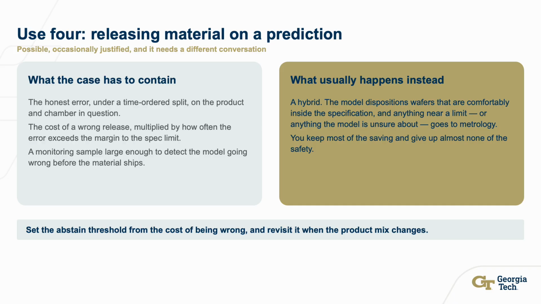In practice, a hybrid: the model dispositions wafers that sit comfortably inside the specification, where even a large prediction error would not change the decision. Anything near the limit, or anything the model is unsure about, goes to metrology. And that is a good trade because most wafers are comfortably inside spec. So you capture most of the saving while giving up almost none of the safety. Set the abstain threshold from the cost of being wrong rather than from a percentile of the uncertainty. And revisit it when the product mix changes, because the margin to the spec limit changes with it.